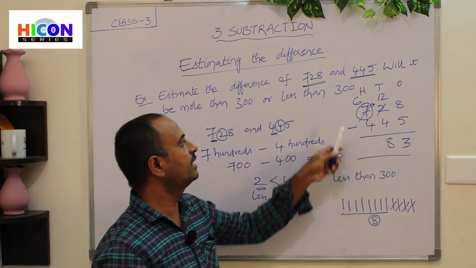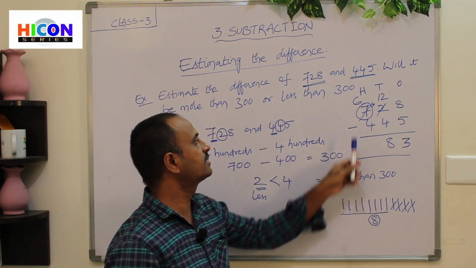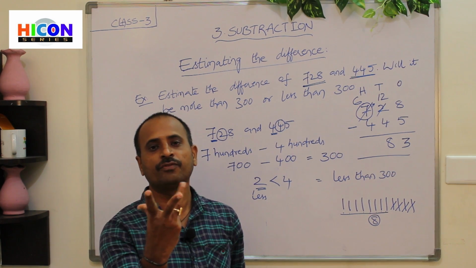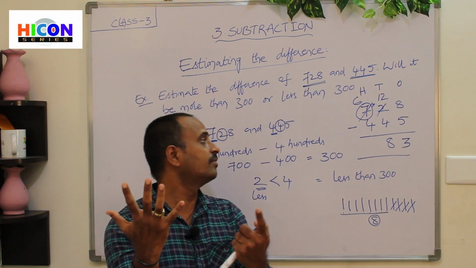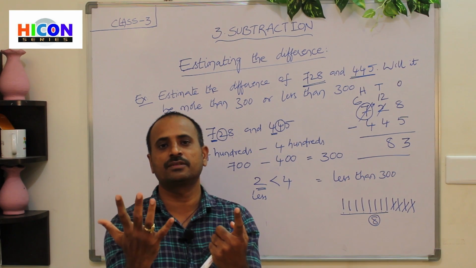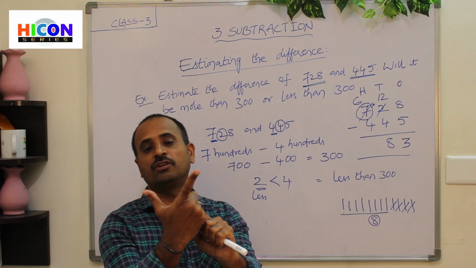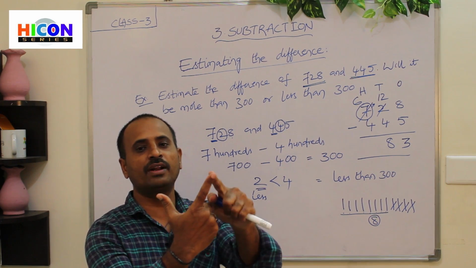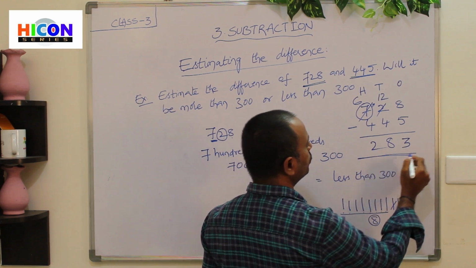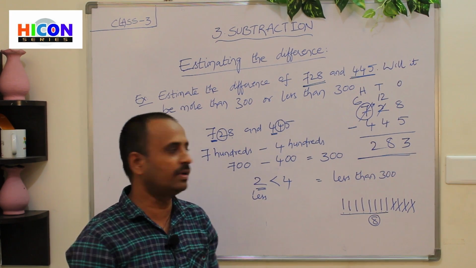What are the digits in hundreds place? 6 and 4 are present in hundreds place. So what is the first number here? 6. Open 6 fingers of your hand. 1, 2, 3, 4, 5, 6. And what is the second number? 4. So close 4 fingers among these 6 fingers. 1, 2, 3, 4. Children, how many fingers are remaining? There are 1, 2. So 2 fingers are remaining. So the answer is 283.